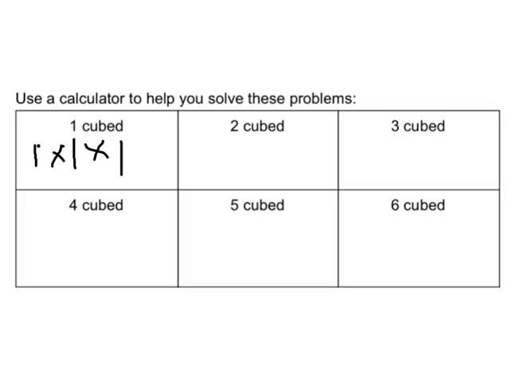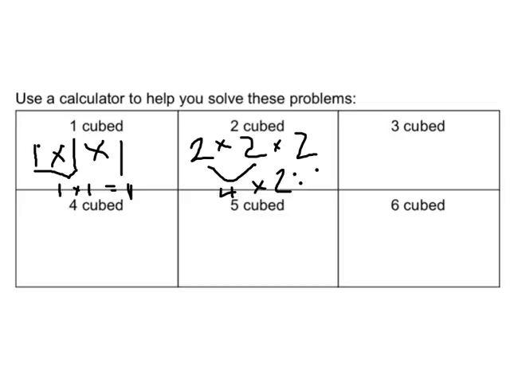But is 1 times 1 times 1 going to equal 3? No, because we start by multiplying the first 2 numbers, 1 times 1, and then we multiply it by 1 again, which is going to give us 1. I want to do one more. 2 times 2 times 2. Will 2 times 2 times 2 give us 6? No, it won't, because we need to start again by just multiplying 2 times 2, which is 4, and then times 2 again, which is 8. So 2 times 2 times 2 equals 8.